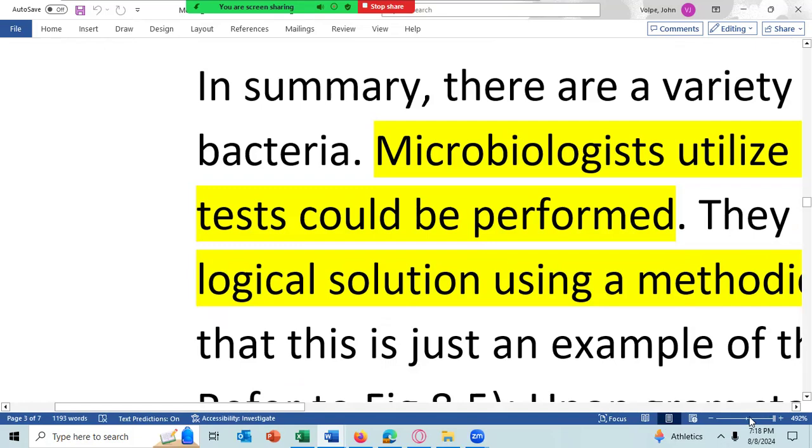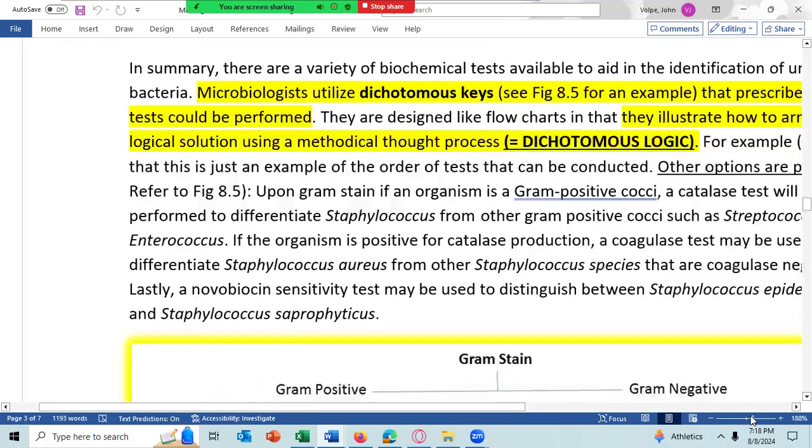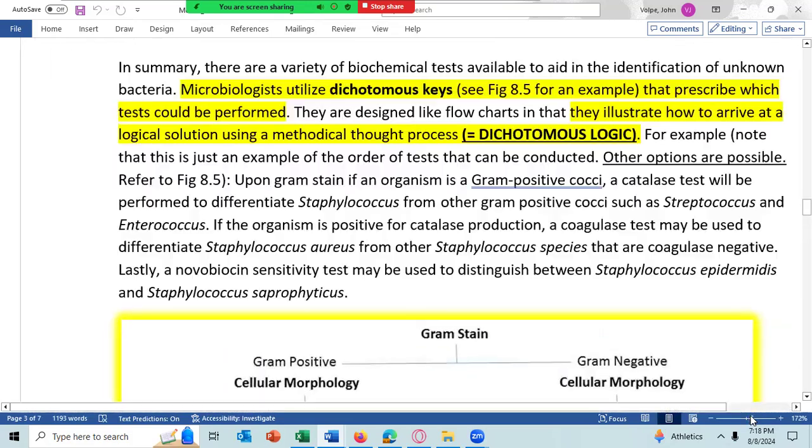Oh, lovely. Tried to blow it up a little bit and it went bonkers on me. Well, I'm having, like I said, a hard time controlling my computer today.